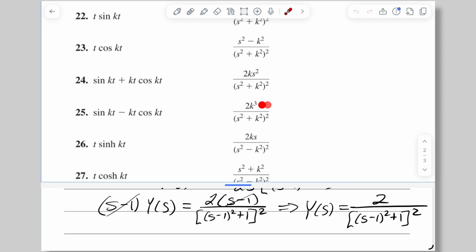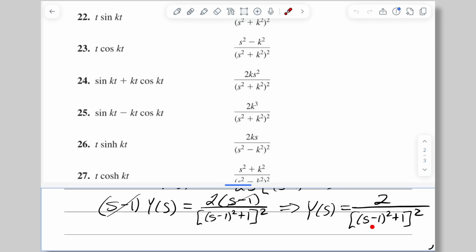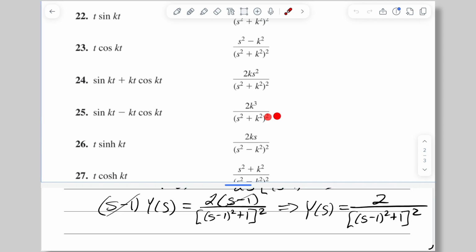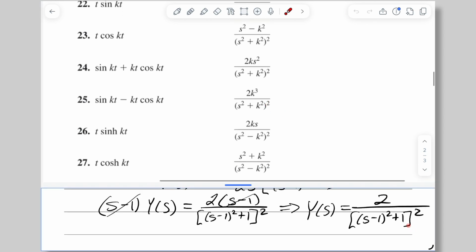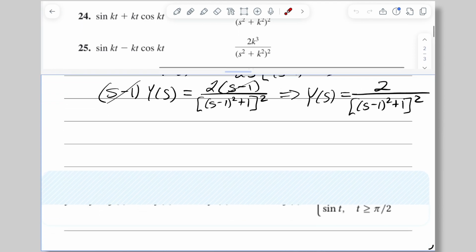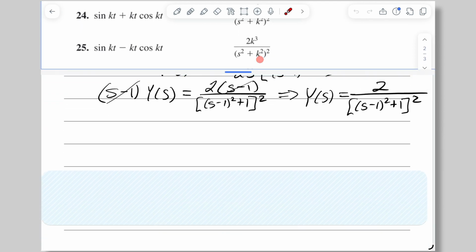And the transform version is 2k cubed over s squared plus k squared the quantity squared. We have here, without the shift, s squared plus 1 the quantity squared. And so that matches in form. So we'll note that for what we're working with, our k is equal to 1. The numerator is supposed to be 2k cubed. We have a numerator of 2, and so it is. So our inverse transform should be sine of t minus t times the cosine of t.